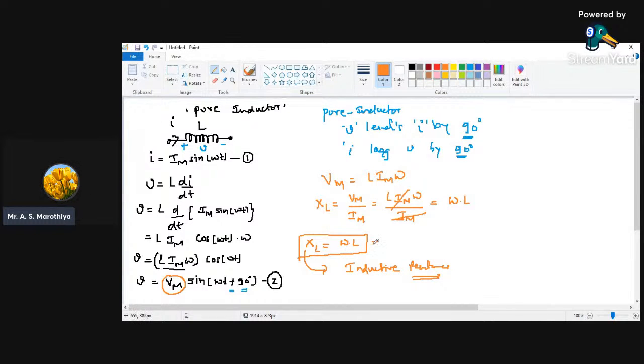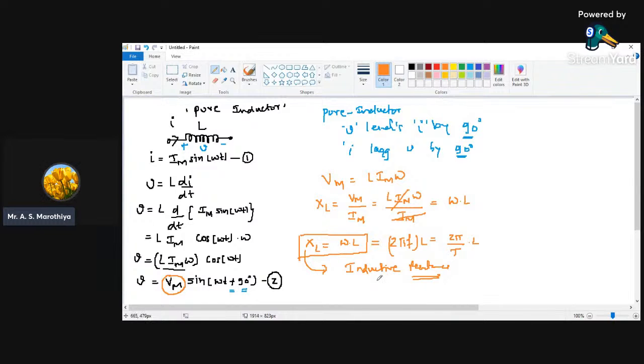Or we can write this as, because omega is angular frequency, and we know that omega we can write in terms of normal frequency or in terms of time period. So I can write omega as 2 pi f. So 2 pi f into L indicates your XL, or I can write this as 2 pi divided by capital T into L. Both are nothing but the same thing. So this is very important.